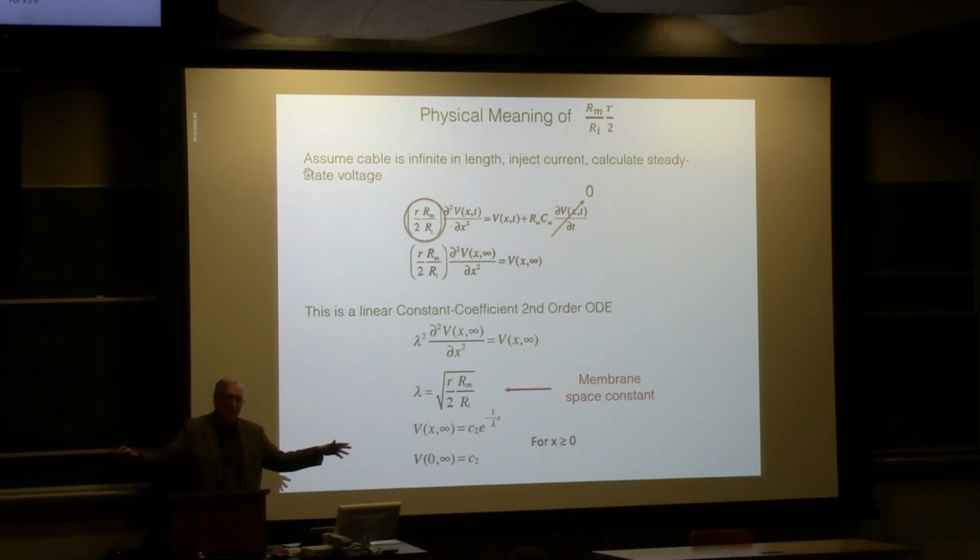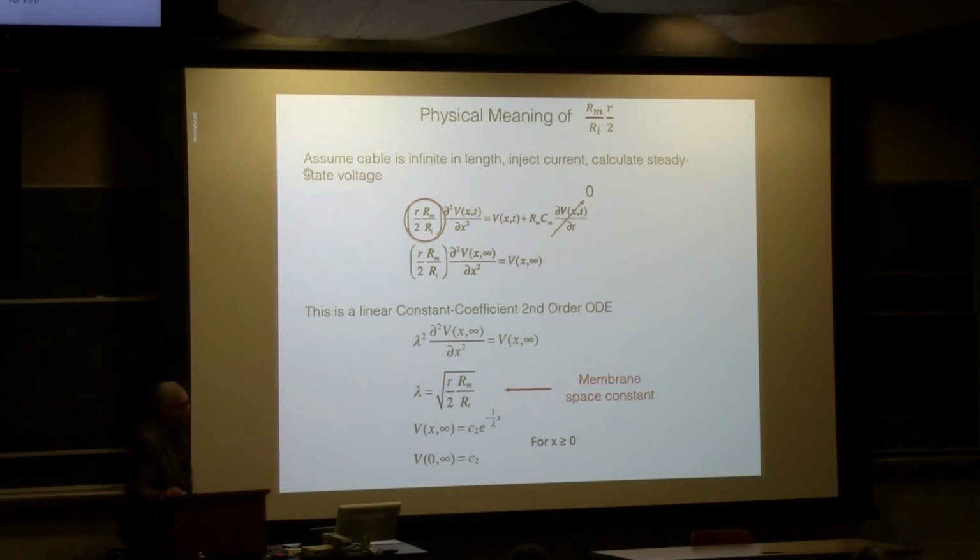So let's do the mental exercise of asking the question, suppose membrane resistance is increased, membrane conductance is decreased, right? So what happens to the space constant when we put fewer ion channels in the cell membrane through which current can leak to the outside world? How does that change the space constant? Obviously, the space constant gets bigger.